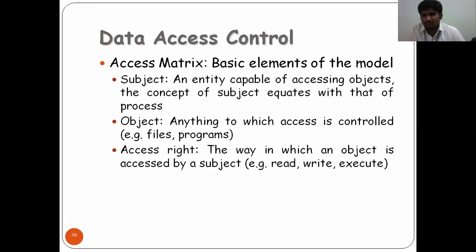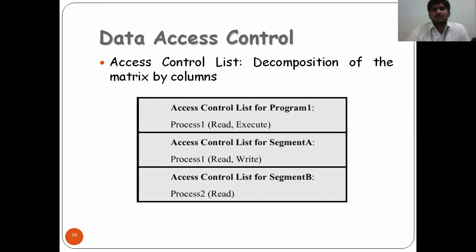So for example, you can take files and programs, all those things, as the columns. The columns we can call objects, and the rows we can call subjects, and the access controls are in between, where we fill in whether it is read or write or execute.